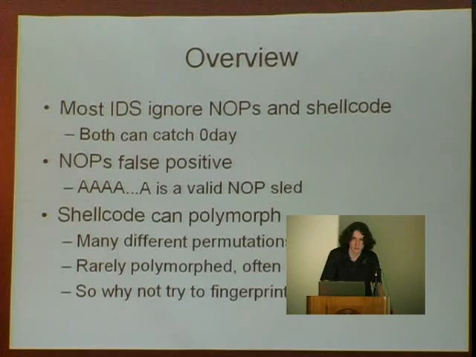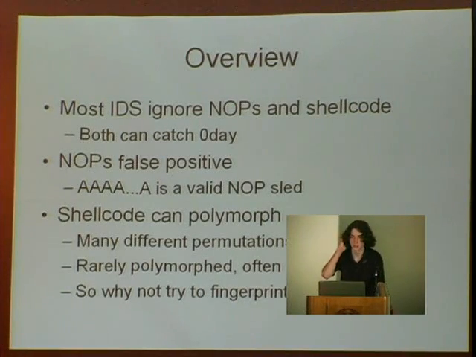A lot of IDS systems ignore NOPs and shellcode. If you look at Snort, they have fnord for NOPs, but I believe that's turned off by default. And they have a shellcode.rules, but that's also turned off by default. Both can catch 0 day. I mean, both are in exploits everywhere. So it would be useful to actually be able to use this effectively, if it didn't false positive so much or wasn't so hard to implement.